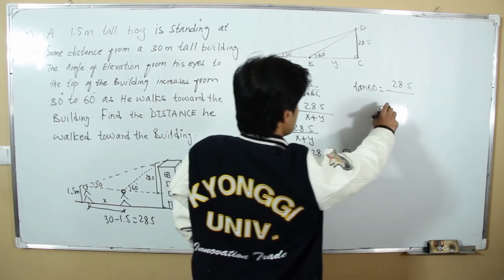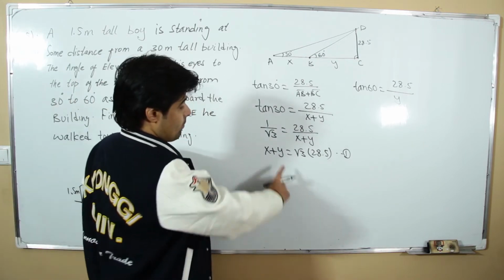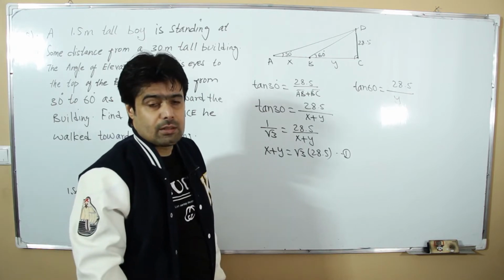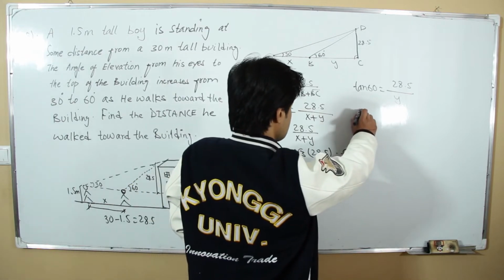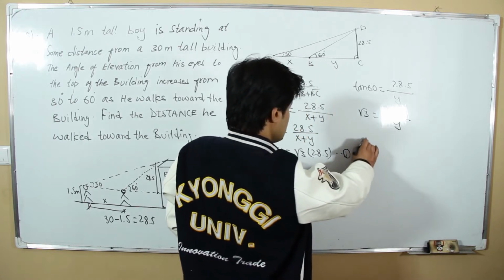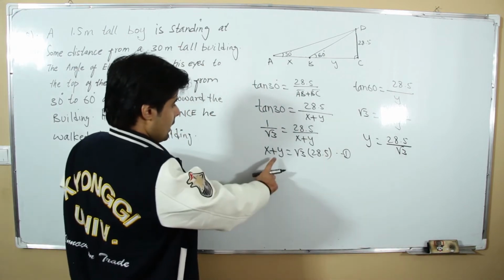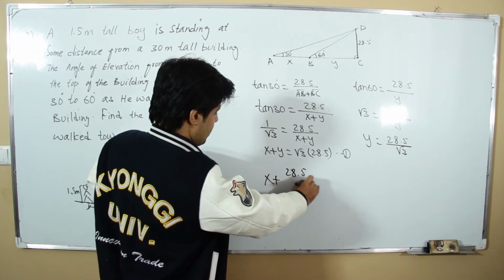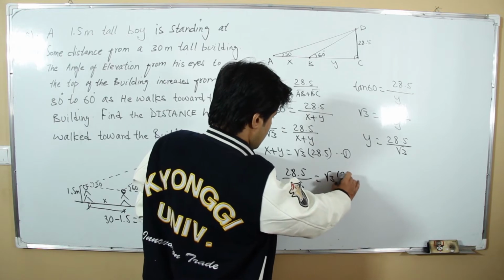28.5 divided by y. Now, from here, you will find the value of y and put it in the first equation. You will have the distance that this boy is walking toward the building. Tangent of 60 is root 3, so 28.5 divided by y. So y is 28.5 divided by root 3. And we will put here x plus 28.5 divided by root 3 is equal to root 3 times 28.5.